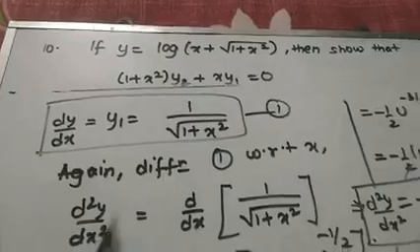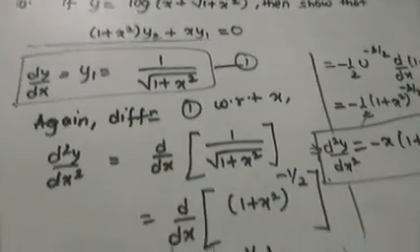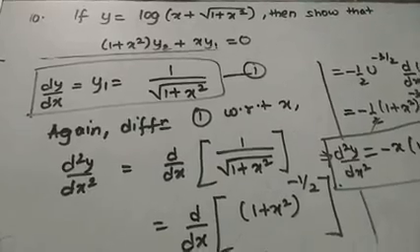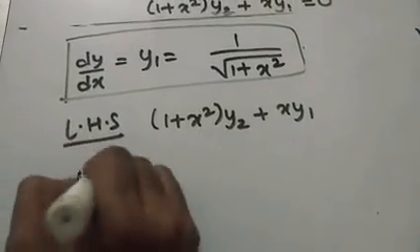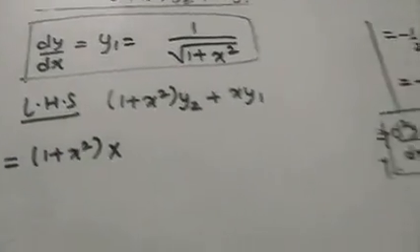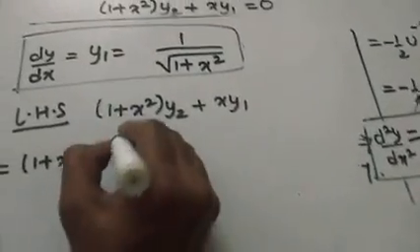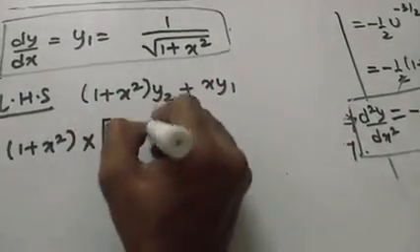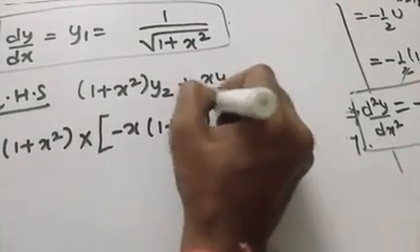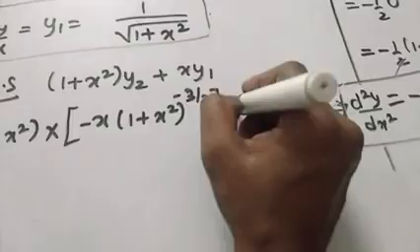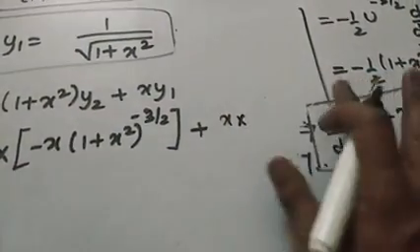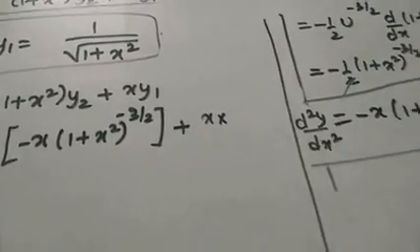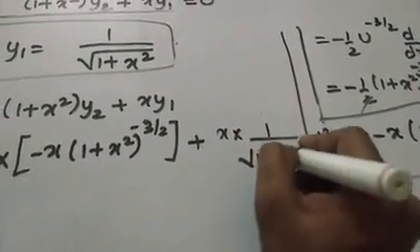Let us put these values in your LHS part. This is an alternative way of solving this question. Okay, so this is your LHS. So let us put the value 1 plus x square into y2. What was the y2 you got? This is the y2. Minus x 1 plus x square to the power minus 3 by 2. Clear? Plus x into y1. What was the y1 we get? This is the y1, that is 1 by root over 1 plus x square.